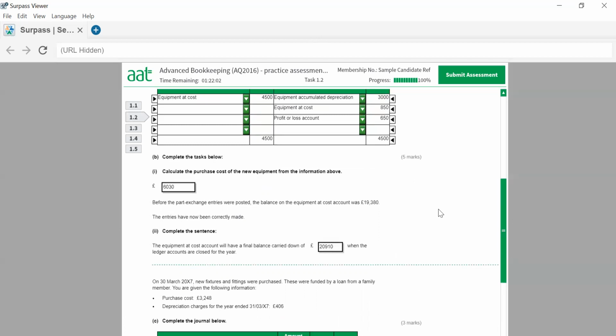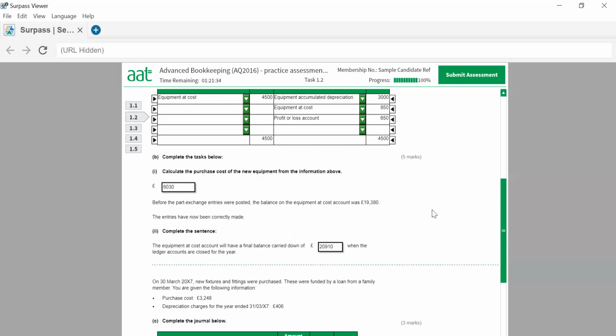We've then got this new asset, which is 6,030. So we would debit the equipment on the debit side, but then remember that we also disposed of that asset. So on the credit side, you would have the 4,500. I'm just checking my T accounts now, which I've drawn. So therefore, you would have a balance carried down of 20,910. In fact, I'll spell it out for you.